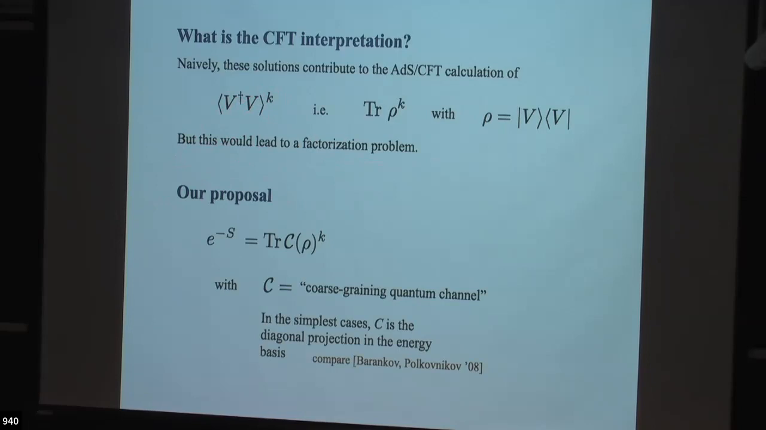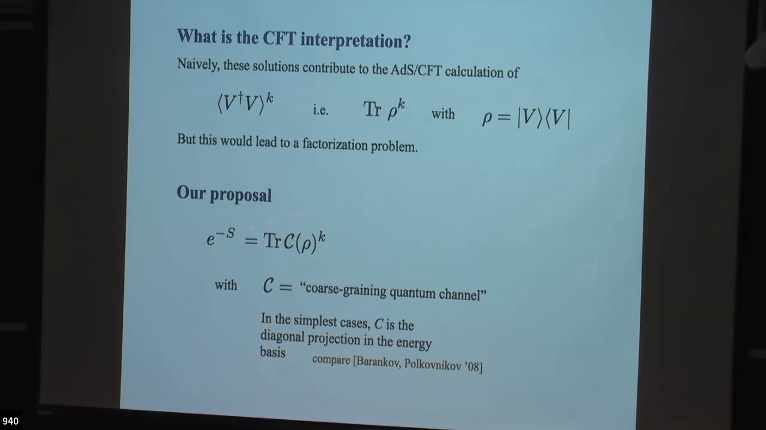The proposal is that what these wormholes really calculate is not trace of rho to the k, but trace of a coarse grain density matrix to the k. That there's a coarse graining going on. So this thing C is a coarse graining map. It takes a pure state density matrix and replaces it by a mixed state.